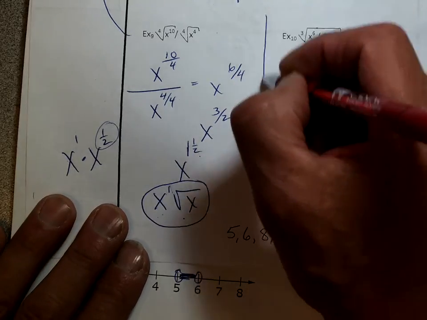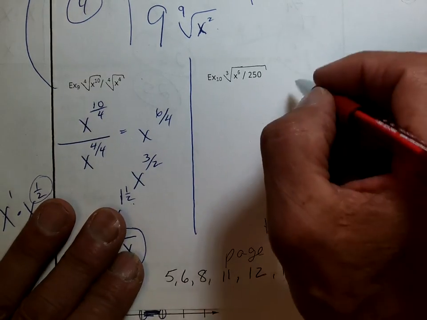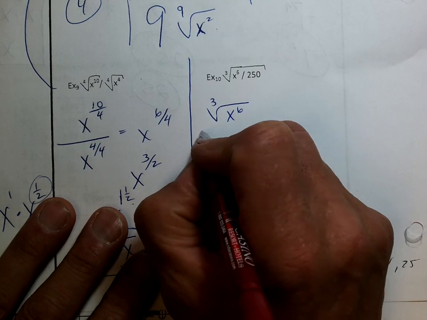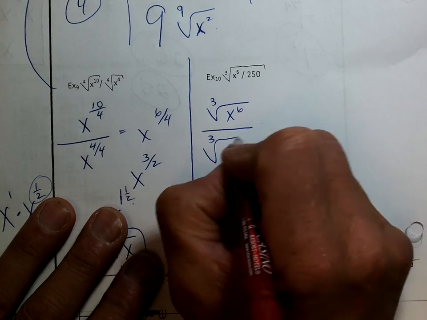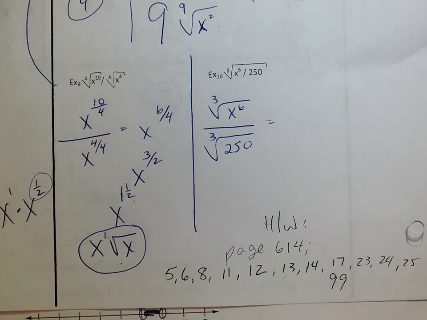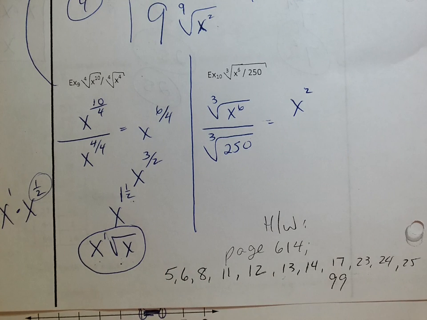Okay, last one. Example 10. So let's break it up. First of all, it's the same thing as the cube root of x to the 6th over the cube root of 250. Okay, how am I doing? Does that make sense? I haven't really done anything, I just broke it into 2 fractions. Hopefully you see what we should do on the top. What are we going to do with the numerator? Divide the exponent by 3. What are we going to get? x squared, right? Top's easy.